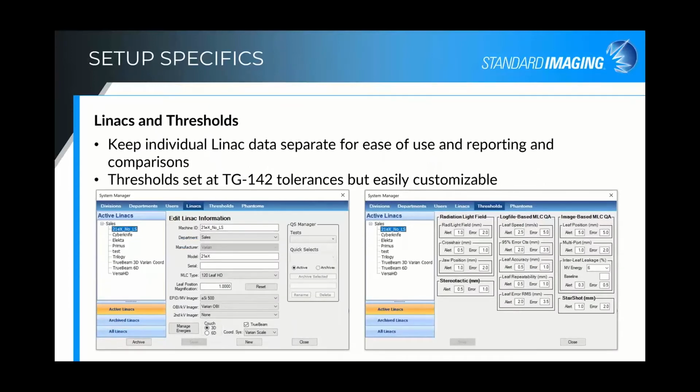The LINACs can be incorporated into the system, giving you different variations, such as what your MLC types are, whether you've got a 3D or 6D couch, etc. So those can be set up individually. And then we also utilize the different thresholds. The thresholds are set at the TG-142 tolerances, but they're easily customizable by the user if they want to loosen or tighten any of those thresholds as they see fit.